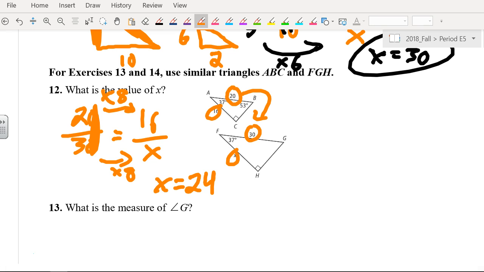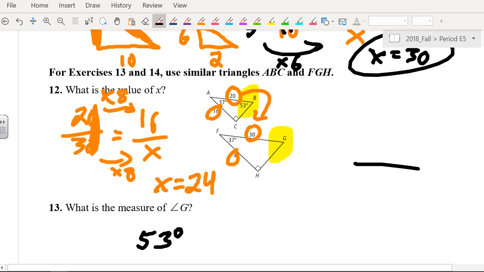Now, who knows the secret for the angle? Since they're similar triangles, so it's ABC and B is the middle one with 53 degrees, which corresponds with G. So if B is 53 degrees, then that means G would also be 53 degrees. Because corresponding angles are congruent. They are corresponding, but they're also congruent. How does congruent look? The way Austin was doing it.